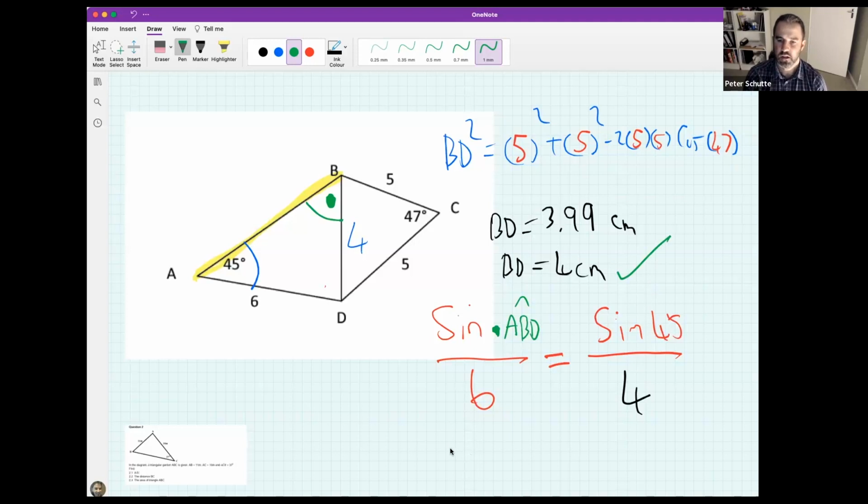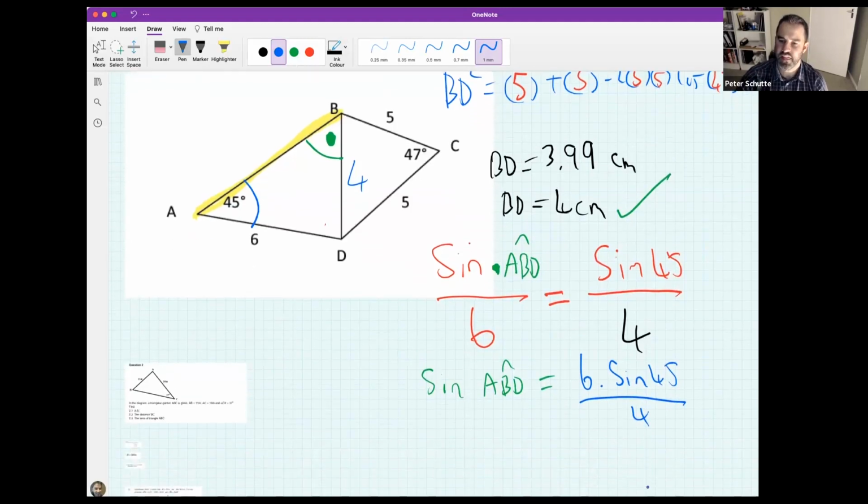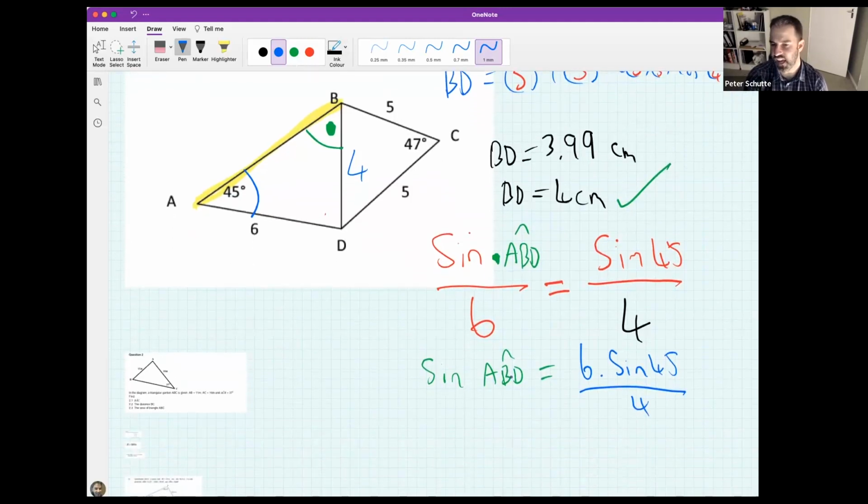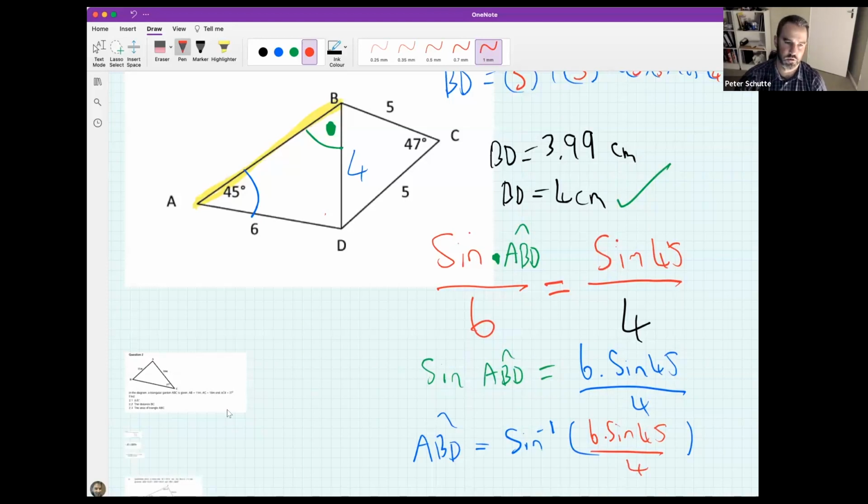So then what I'm going to do is I'm going to say the sine of ABD is equal to 6, because I'm bringing the 6 across, 6 sine 45 over 4. And then I still need to find what that ABD is. And to find ABD, I'm actually going to go inverse sine, and I'm going to apply this part here. But I'm going to take my calculator and assist you with this.